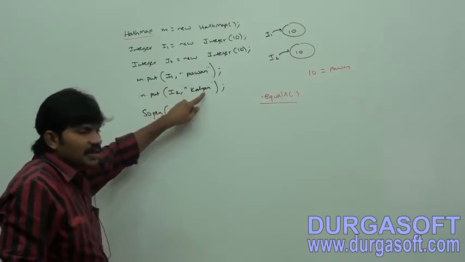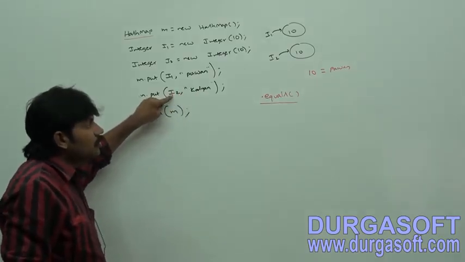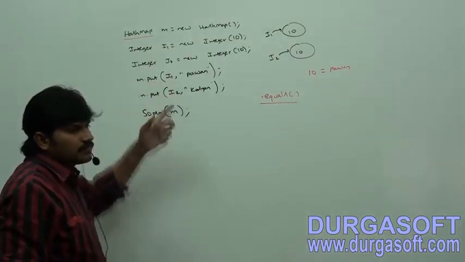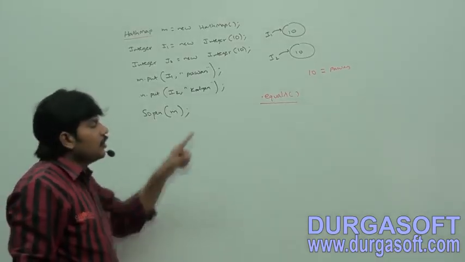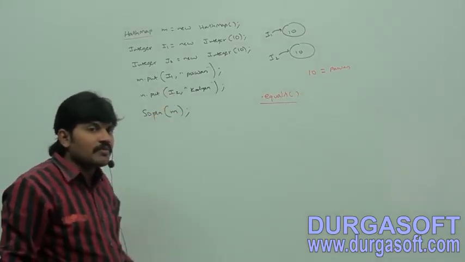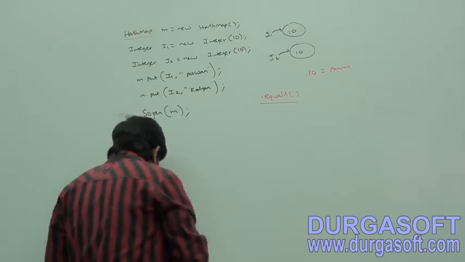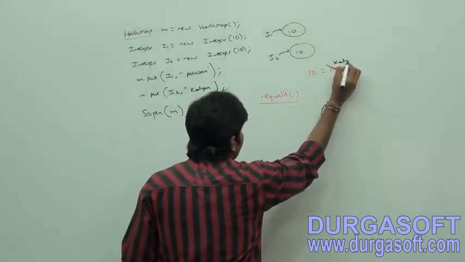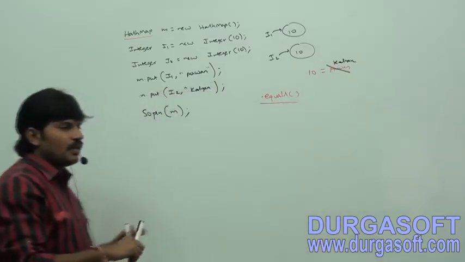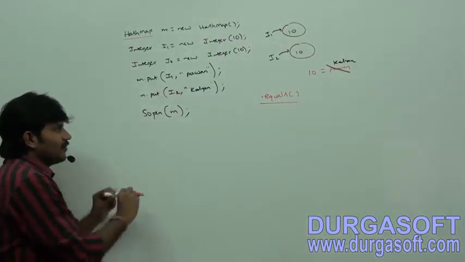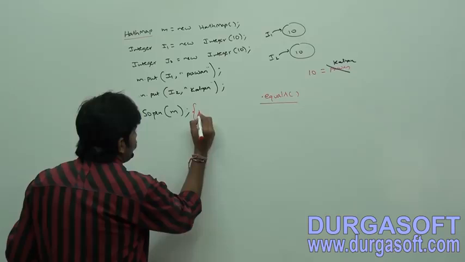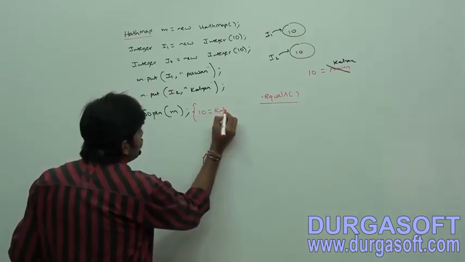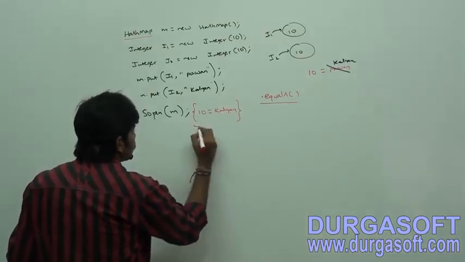Now I2 comma Kalyan I want to add. I2 dot equals of I1 is true, so it is a duplicate key. If the key is a duplicate, what will happen? The value will be replaced with the new value. So this value will be replaced with Kalyan. Now SOP of M, the answer is curly brace open, 10 is equal to Kalyan, right?